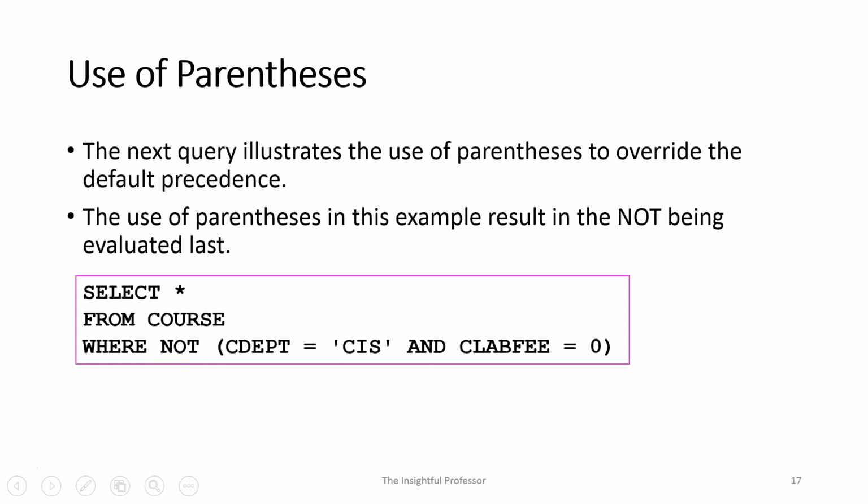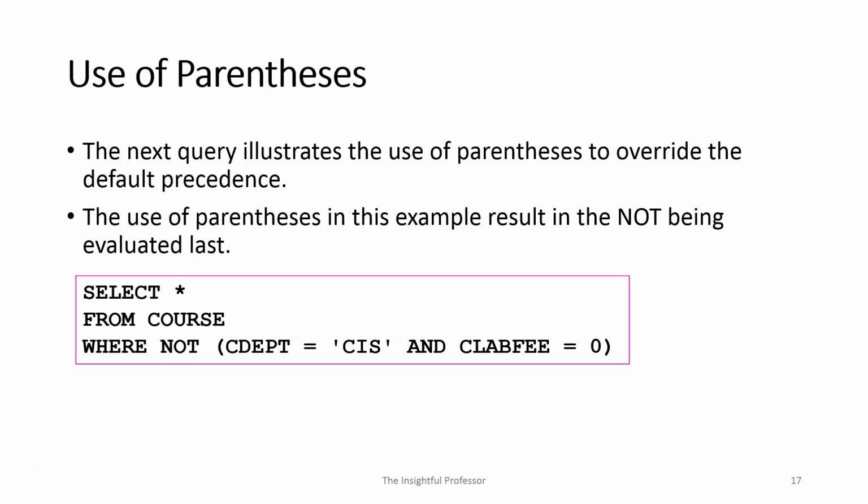Now, what does this do? You should be able to figure this out from what we talked about. Within parentheses, this expression is identifying a set of rows. What rows are we identifying? The CIS-sponsored courses that have a lab fee of 0. The not says, discard those and give me everything that's left over. So the parenthesized expression identifies a subset of rows, the CIS courses with a lab fee of 0, and then the not says, throw those away and show me everything else that remains.